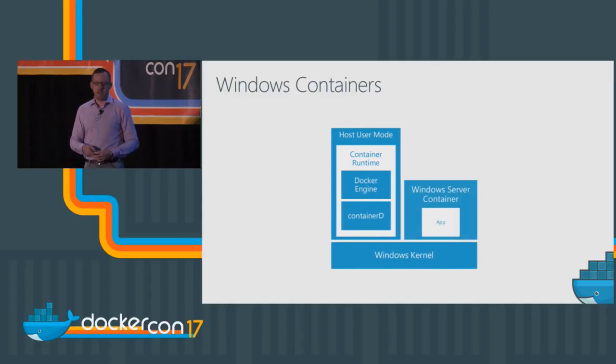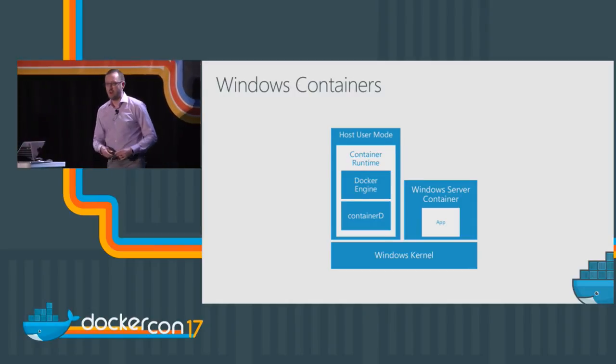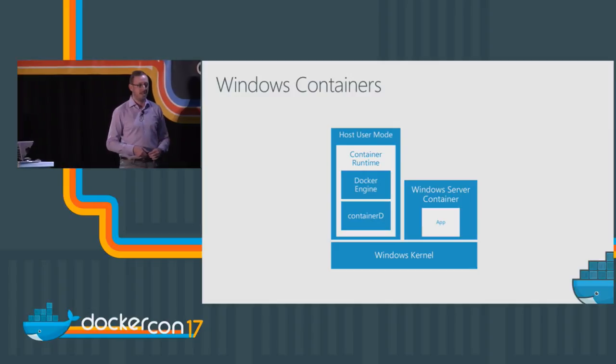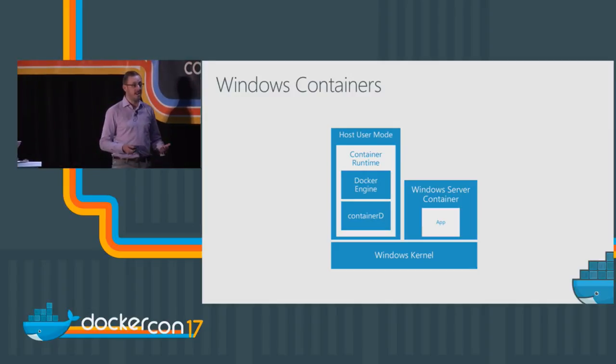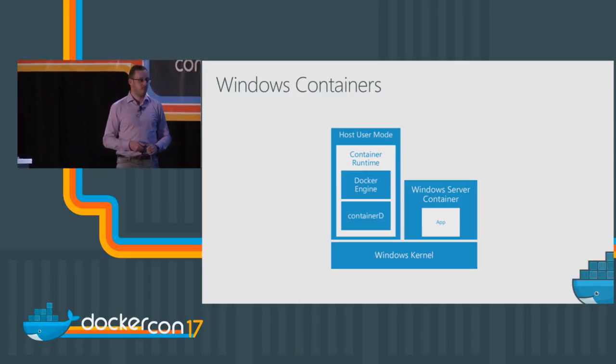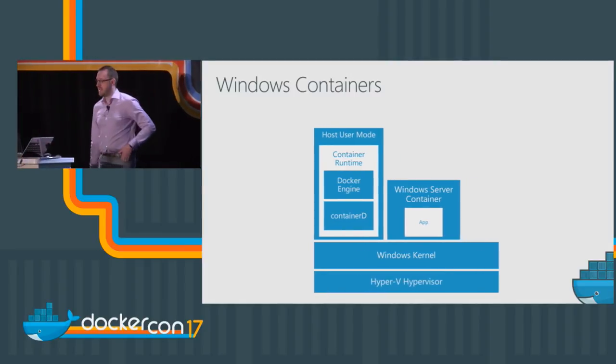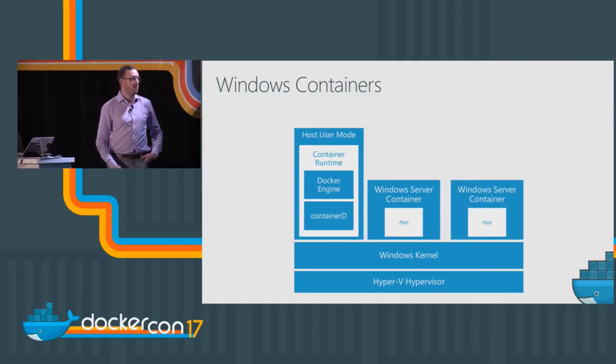When we actually start a container, we're calling into our kernel APIs, into our system APIs to create a container from the Docker engine through soon-to-be containerd. That's work that we're part of and working on to create that container, right? And of course, we can run multiple of these containers side by side, and they can share the same kernel.